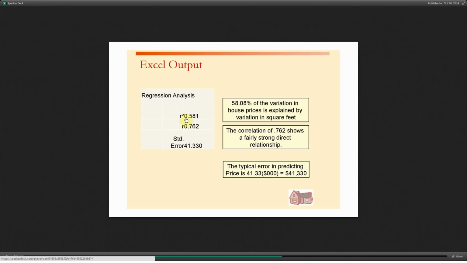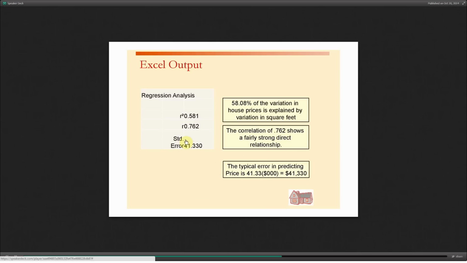So the way we interpret the r squared, say we have 0.581, is we'd say something like, well, 58.08% of the variation in house prices is explained by variation in square feet. But of course, this says 0.581, but it's actually 0.5808, just rounded up here. So you could also say that 58.1% of the variability in house prices is explained by variation in square feet. A correlation of 0.6762 says it's a fairly strong positive relationship, or direct relationship, because the closer to 1 we get, the stronger the relationship.